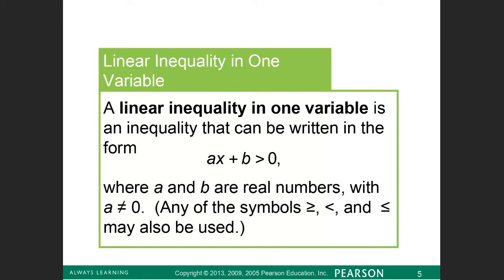Inequality. So here's the first one. A linear inequality in one variable is an inequality that can be written in the form ax plus b greater than 0, where a and b are real numbers, with a not equal to 0. Any of the symbols greater than or equal to, less than, and less than or equal to may also be used. So as a summary, we're using these symbols here.